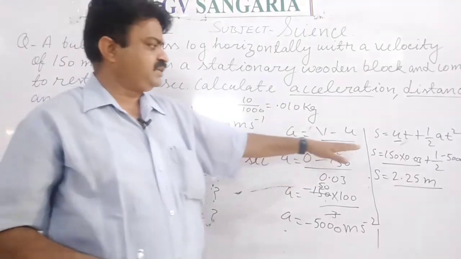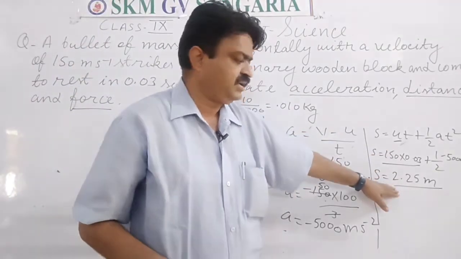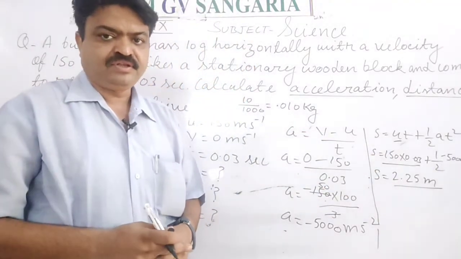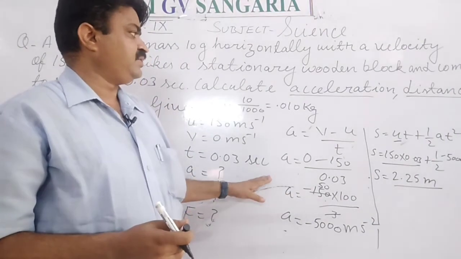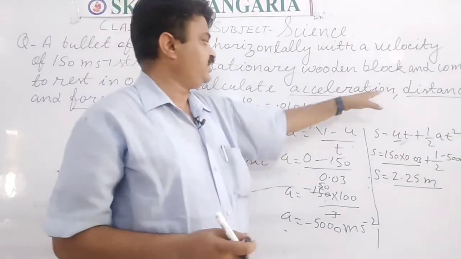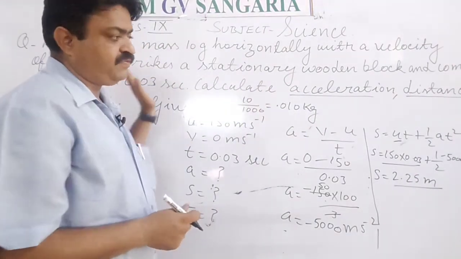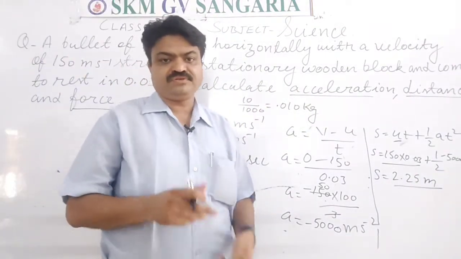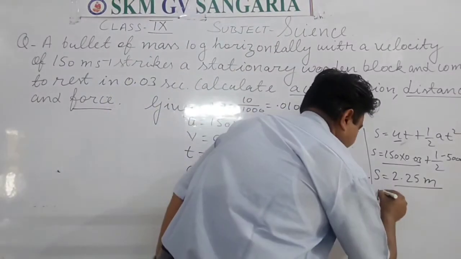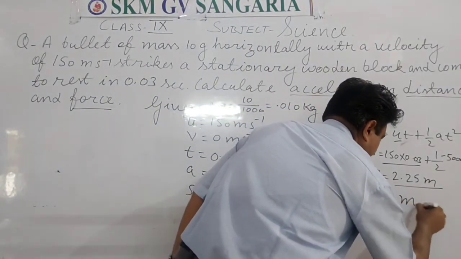So with the help of this equation of motion you will get the answer. Now the third thing that you will get is force, student. Calculate the force. So what formula will you use for the force? F is equal to ma.